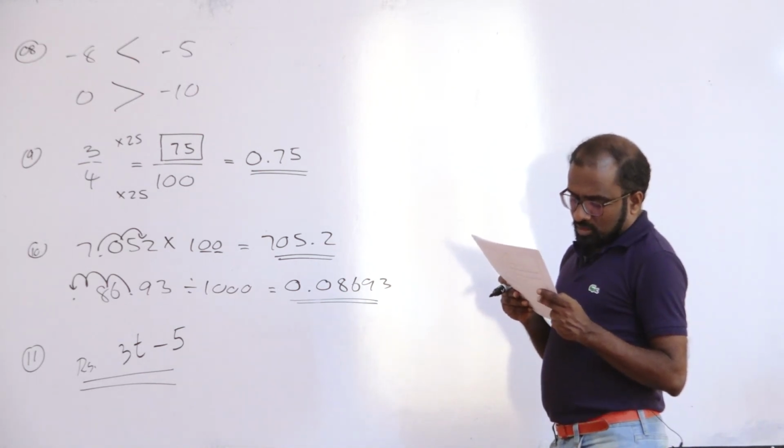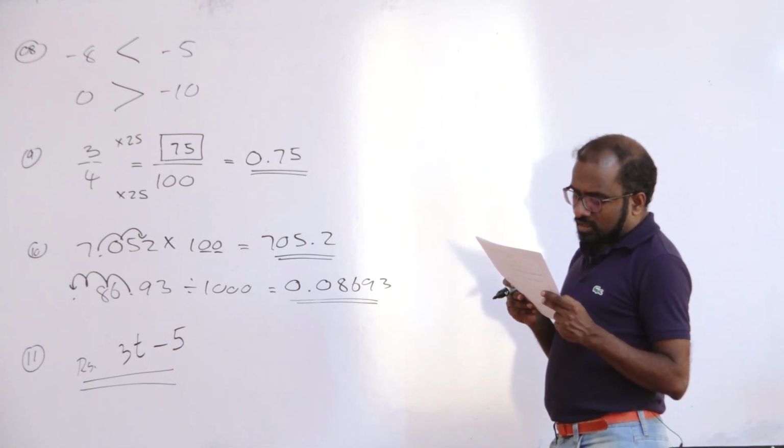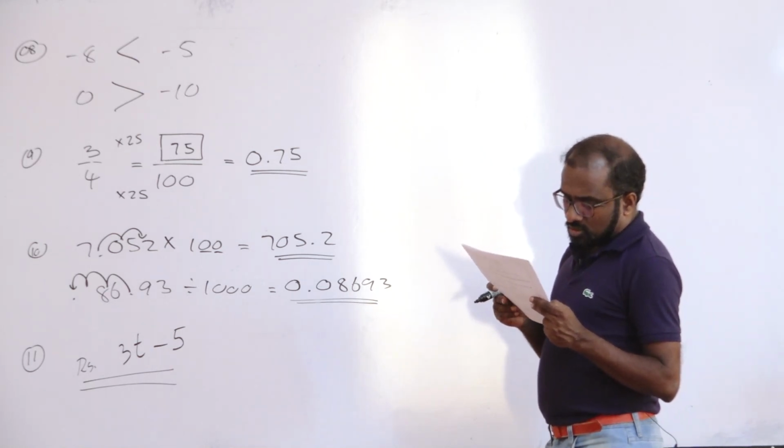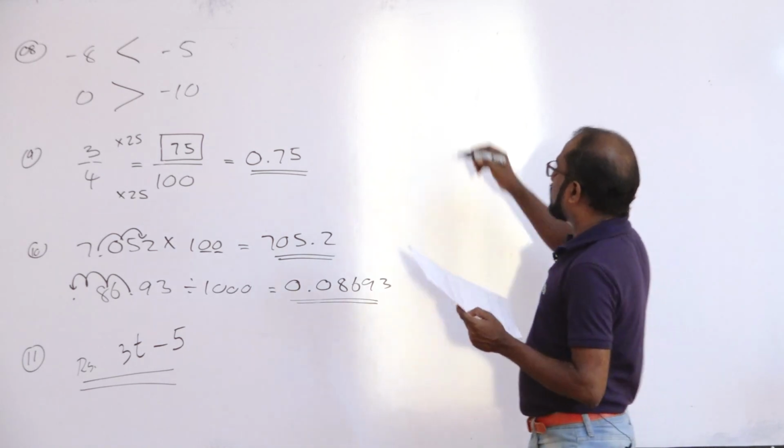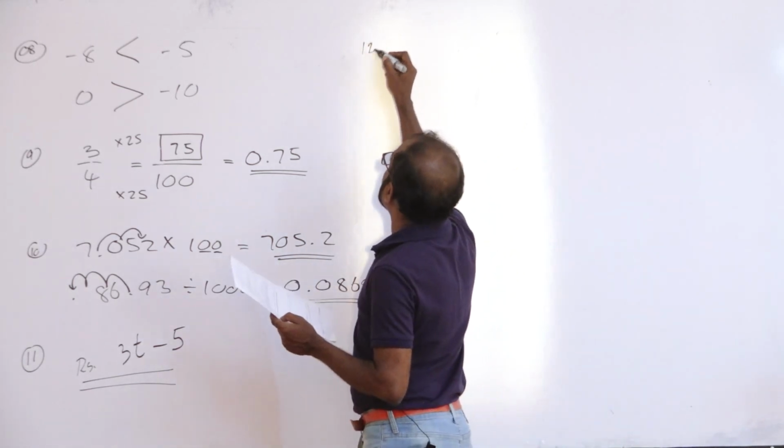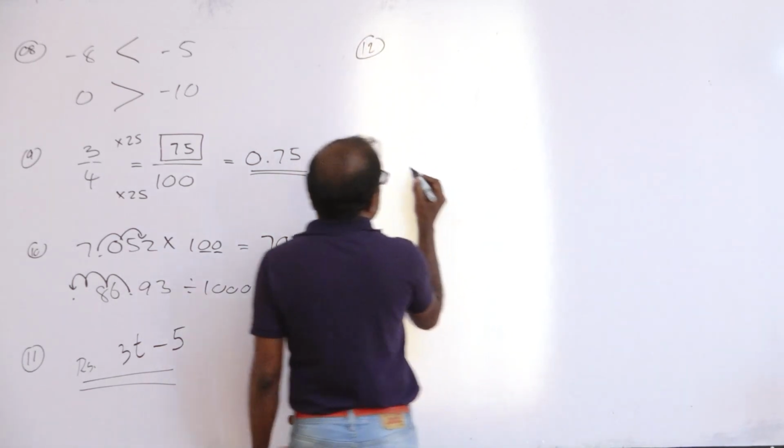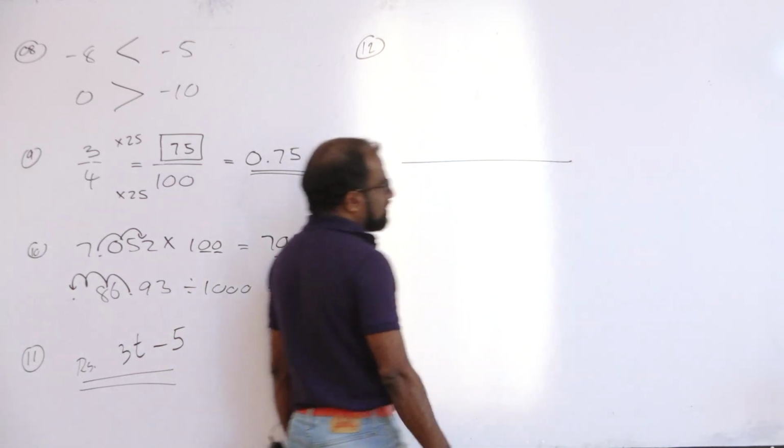12th one. Draw a pair of horizontal parallel lines using the set square and a straight line. Right? So horizontal parallel lines. You can draw one parallel line like this.